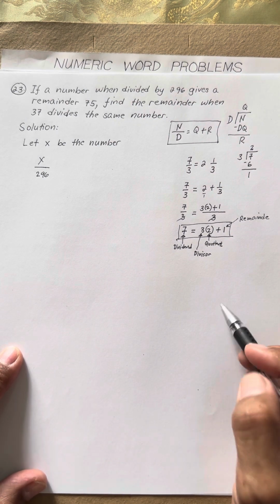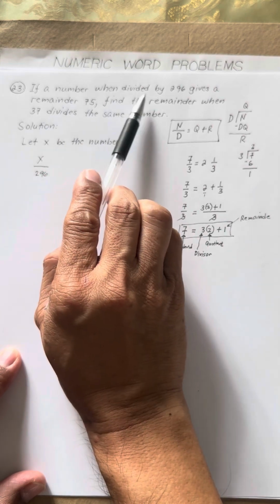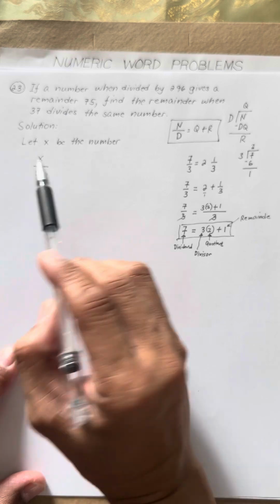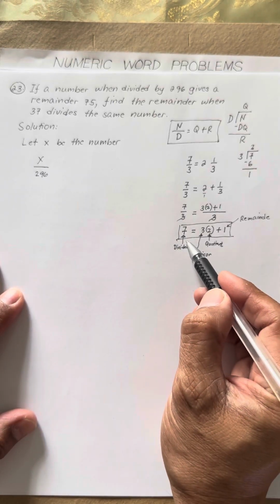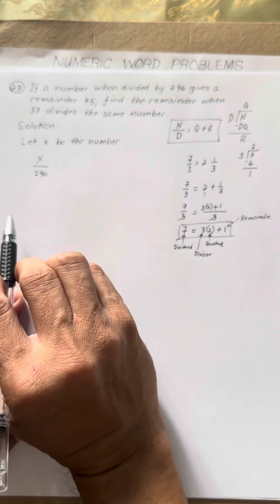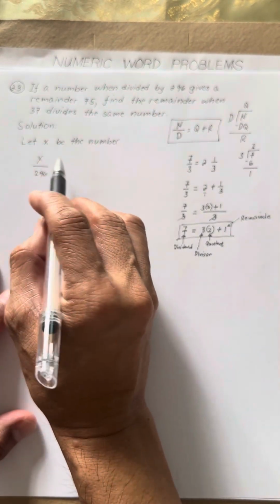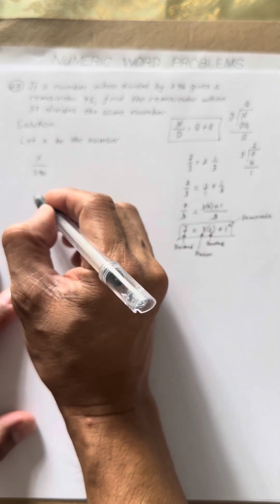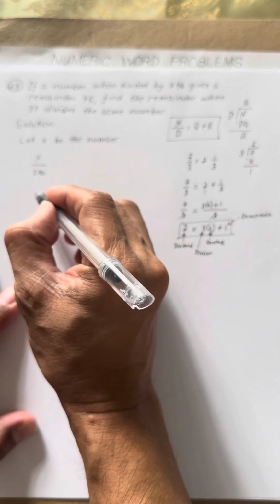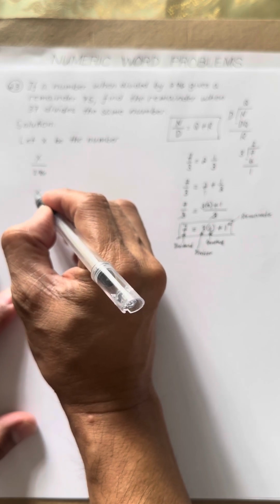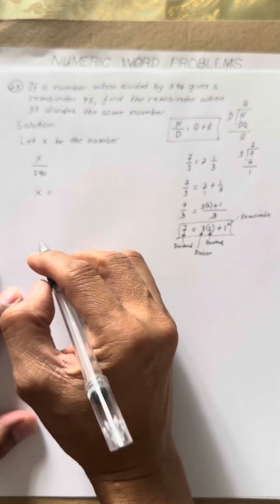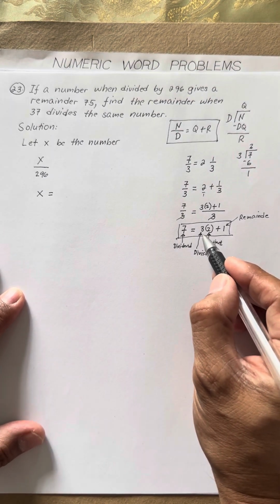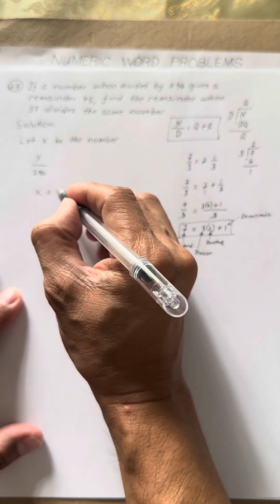So therefore, if a number when divided by 296 gives a remainder 75, we can write this in this form. Okay, so let x be the number, the number that is being divided. So when that is divided by 296, the resulting expression should be in this format. In this case our divisor is 296.